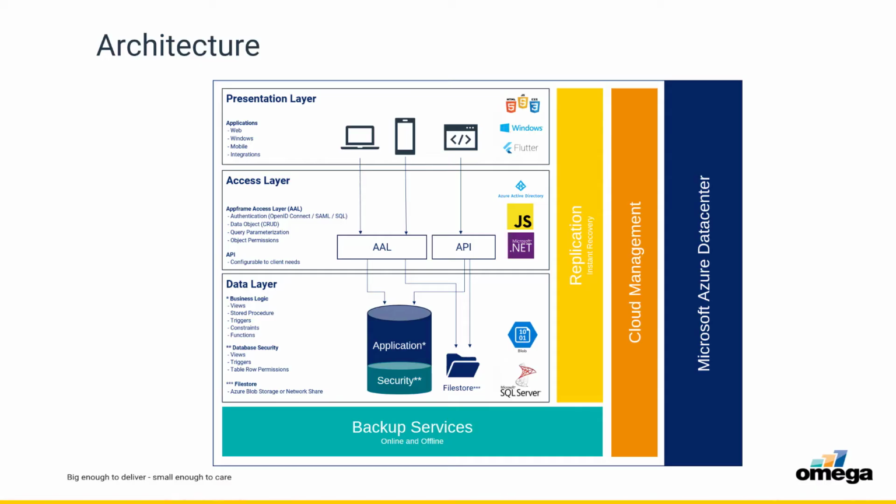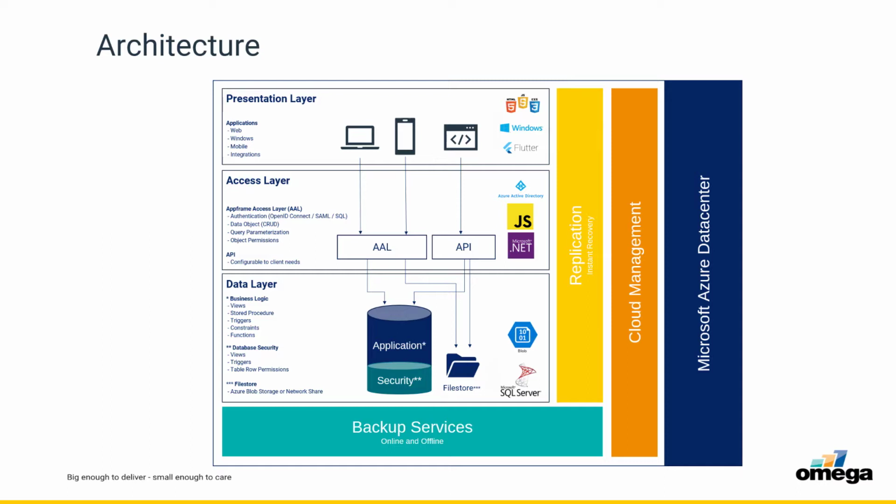Pims architecture is divided into three layers: the presentation layer, the access layer, and the data layer. In the presentation layer, we have the applications, web applications, Windows application, native mobile applications, both for iOS and Android, and also integrations.